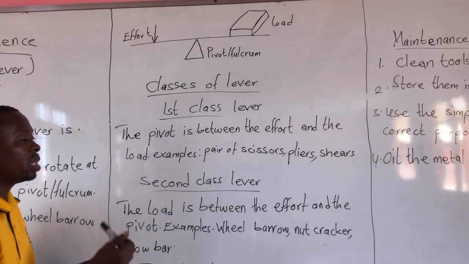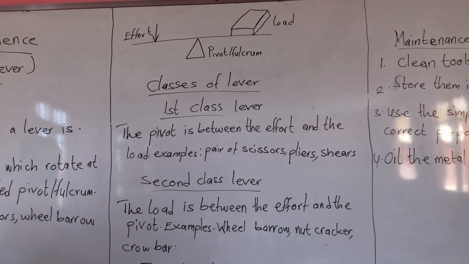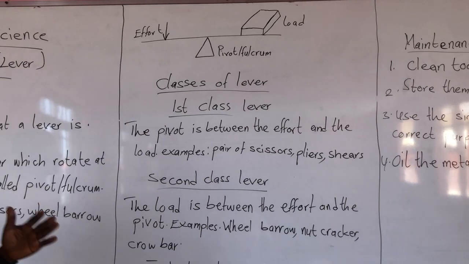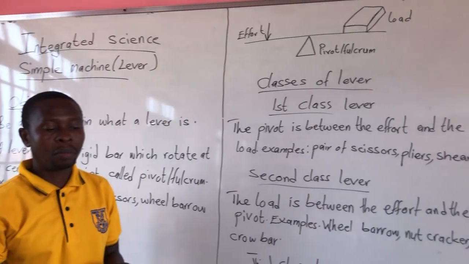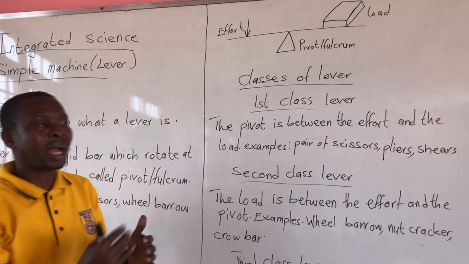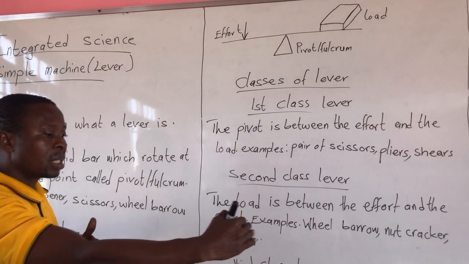Let's continue with the second class of lever. In the second class lever, the load is between the effort and the pivot. A typical example is the wheelbarrow. When you look at the wheelbarrow, you see that the wheel is in front.